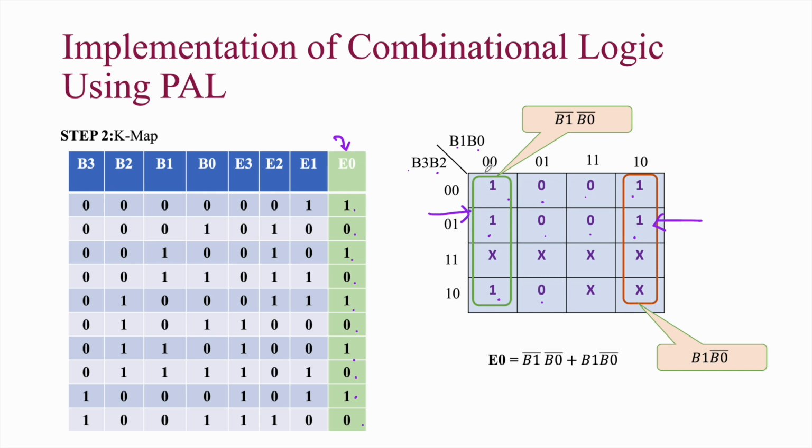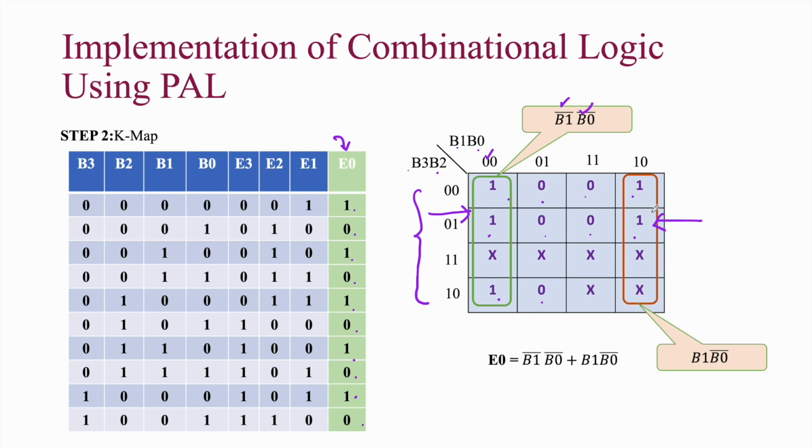Let us write the expressions one by one. For the group highlighted in green, what happens? As said earlier, there is no common variable available. Therefore, we have to choose only these 2, B1 bar, B0 bar. B1 bar B0 bar becomes the expression.